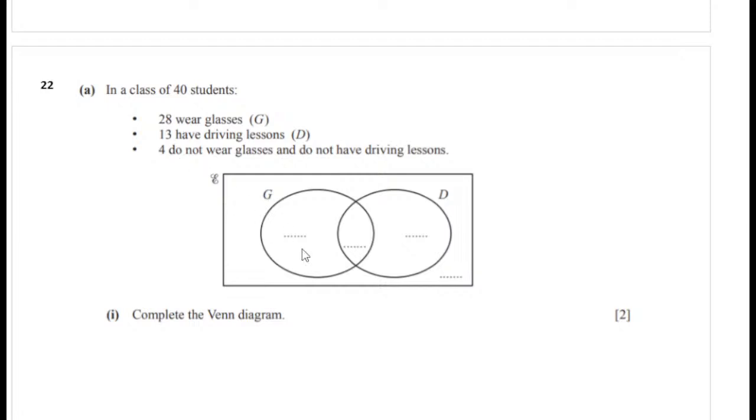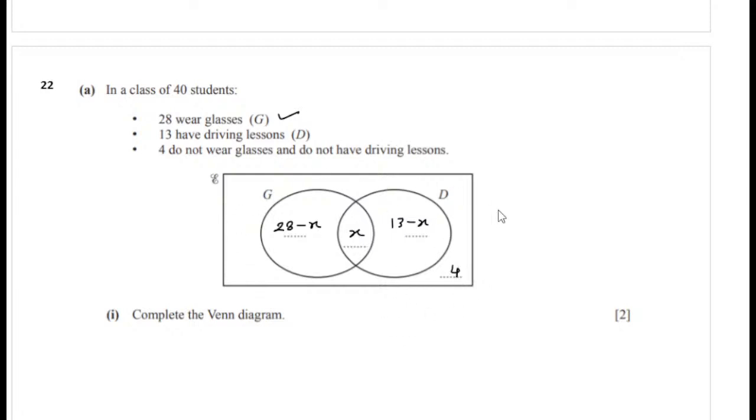Now you don't know this part, so let us consider this part as x. Then as the glasses total is 28, this is 28 minus x, and as driving is 13, this is 13 minus x, and those who do not wear glasses and do not have a driving license, you have 4 people.